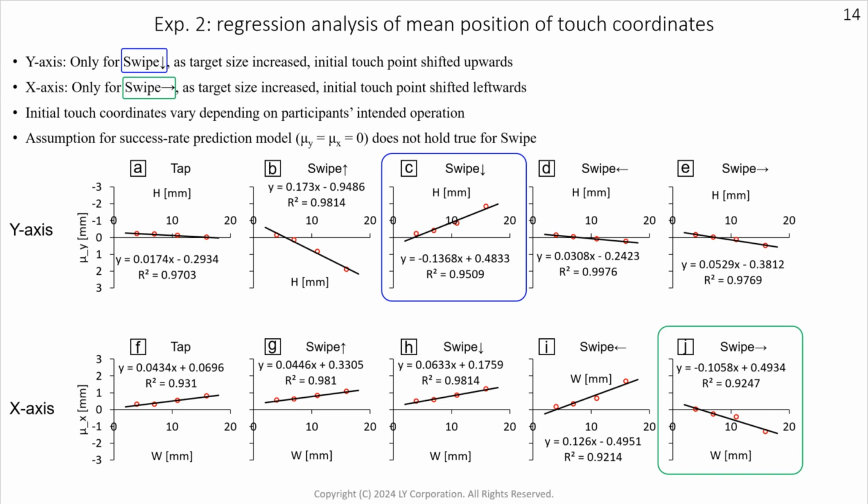The average touch coordinates varied depending on the swipe direction. The slope of the regression line for the y coordinate was in the opposite direction only for downward swipes. For the x coordinate, the slope was in the opposite direction only for rightward swipes. Therefore, the assumption of tap success rate models, which posits that touch coordinates are at the target center, doesn't hold.